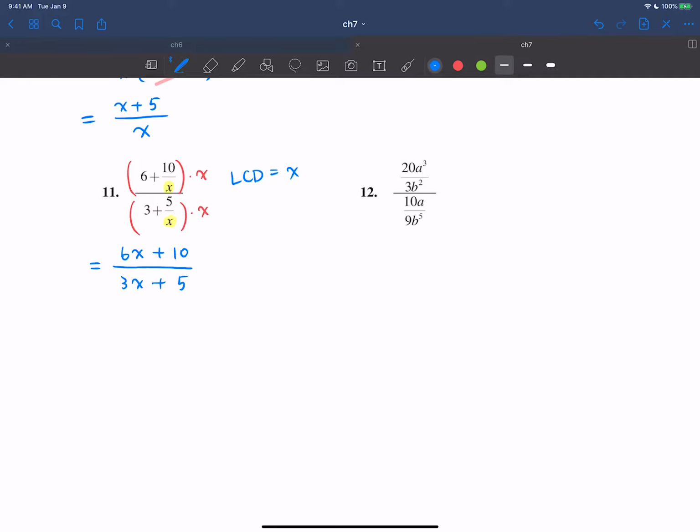Can we simplify this? The answer is possibly. Let's try it. Factor out a common factor of 2 from the top. We have 3x plus 5 over 3x plus 5. Indeed, we can simplify this. We have a common factor of 3x plus 5. So cross it out. And our final answer is 2. That's the answer to number 11.